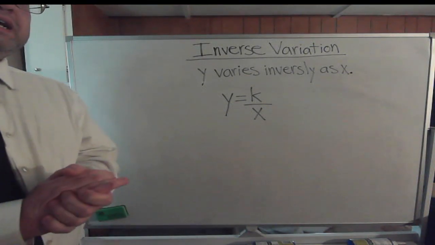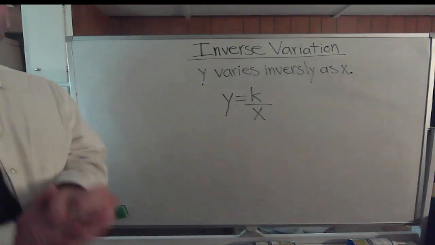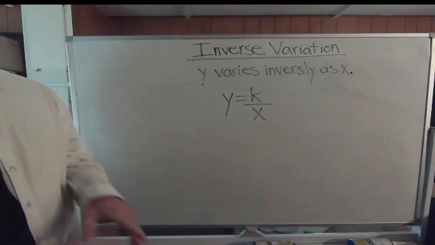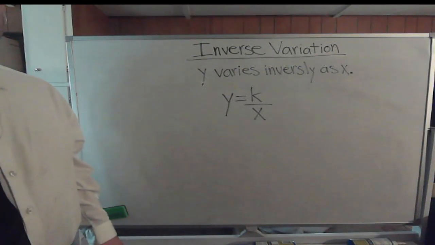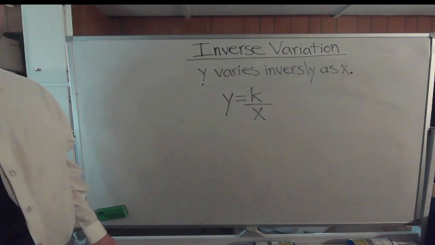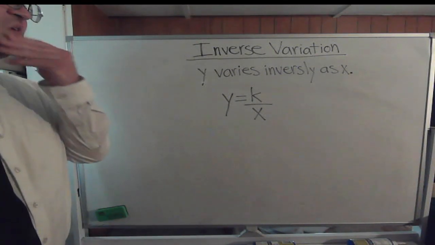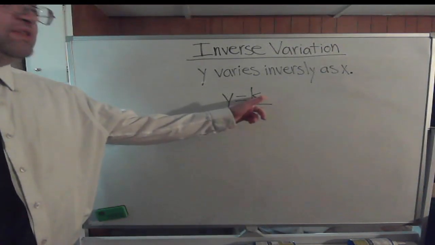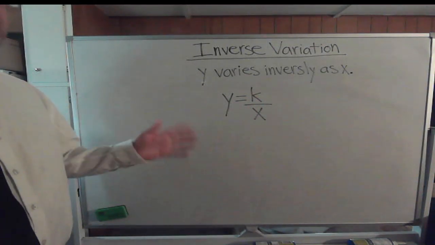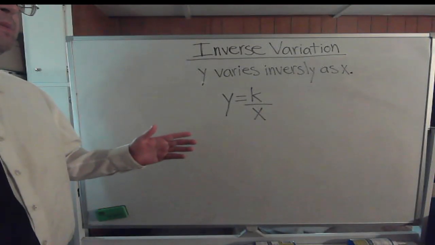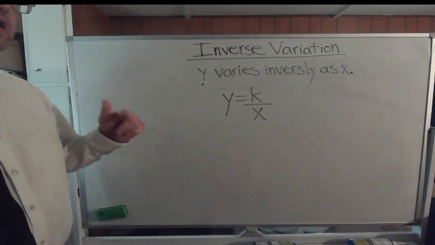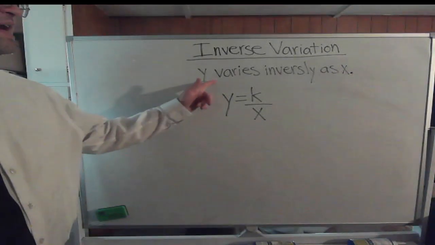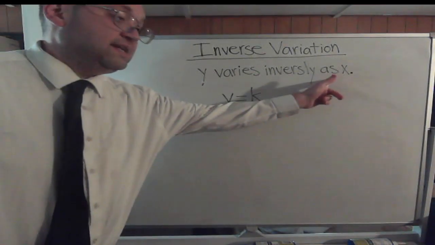So today we are going to talk about inverse variation. And it's really not any easier or any harder than doing direct variation. I mean, one thing that's the same is you have the k, the constant of variation, like you would in direct variation. But inverse variation is a little bit different in the fact that your problem is going to read something like y varies inversely as x.